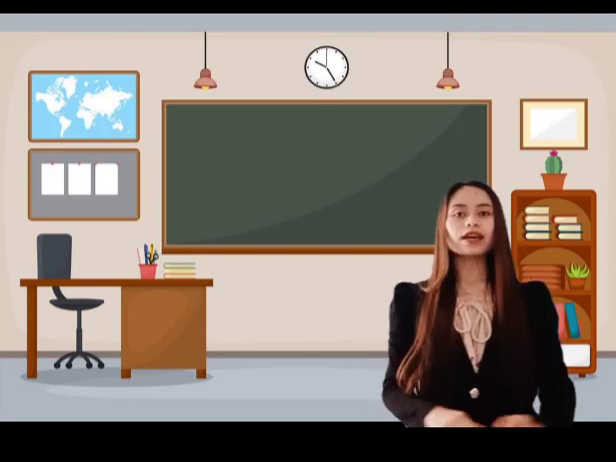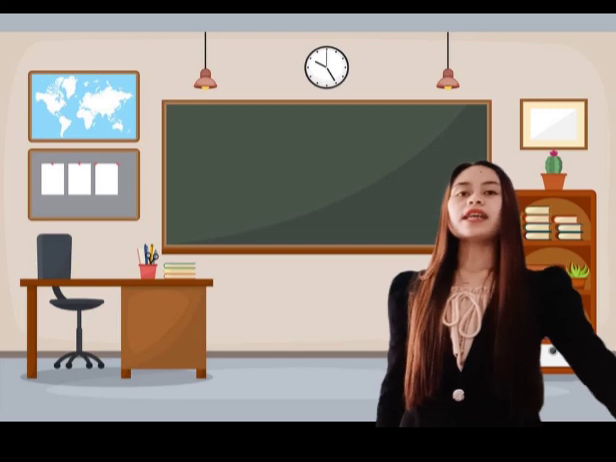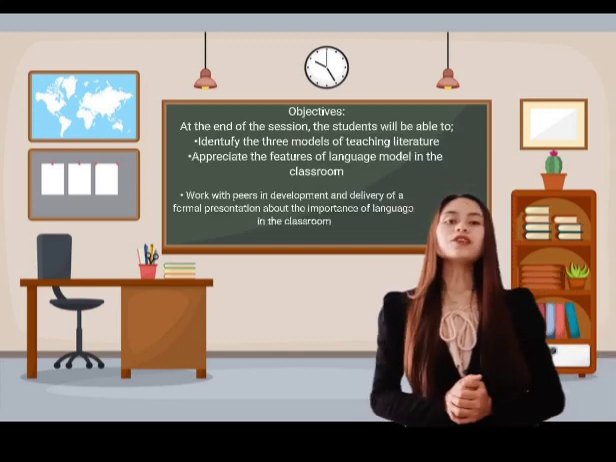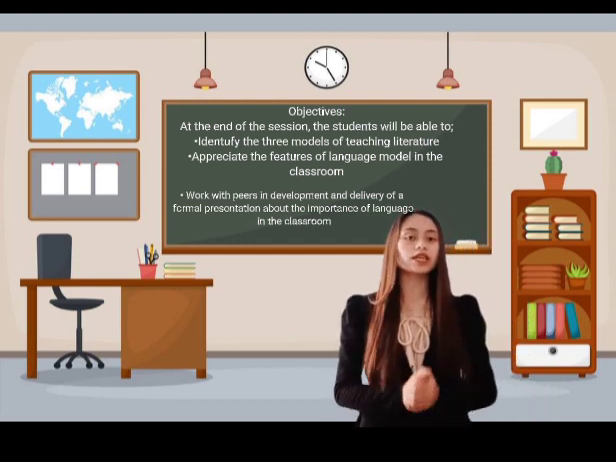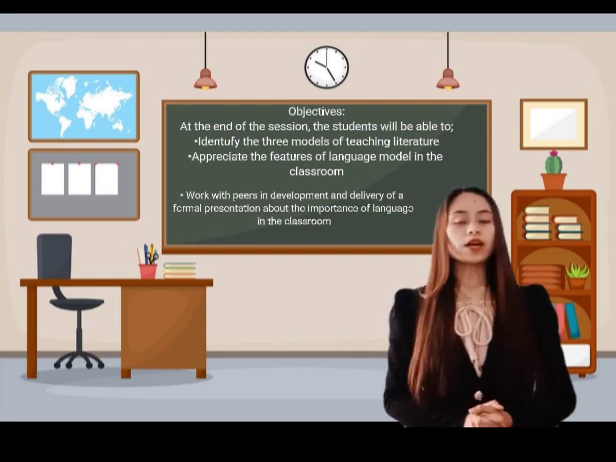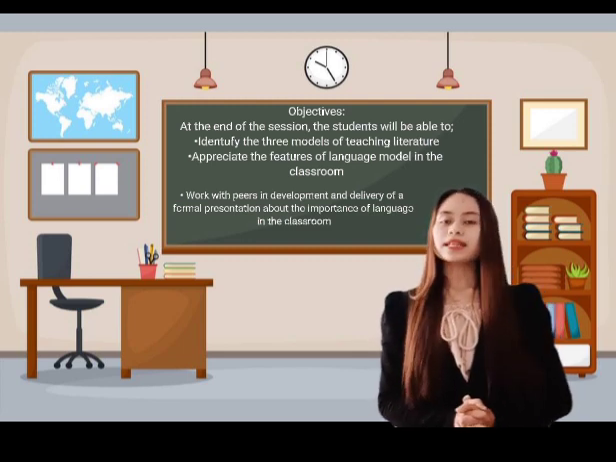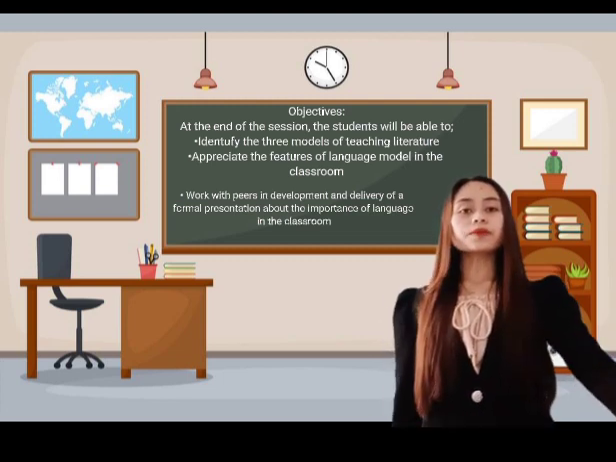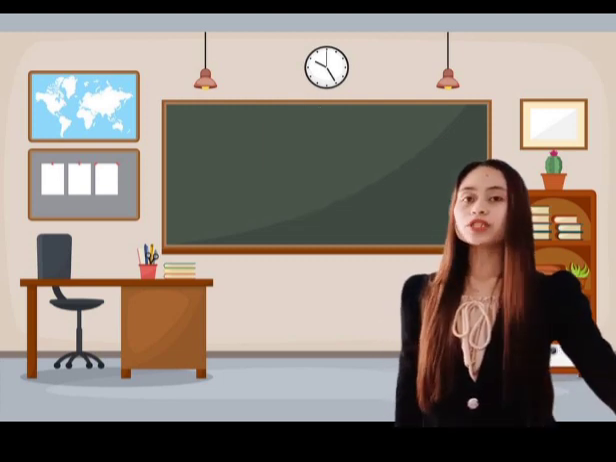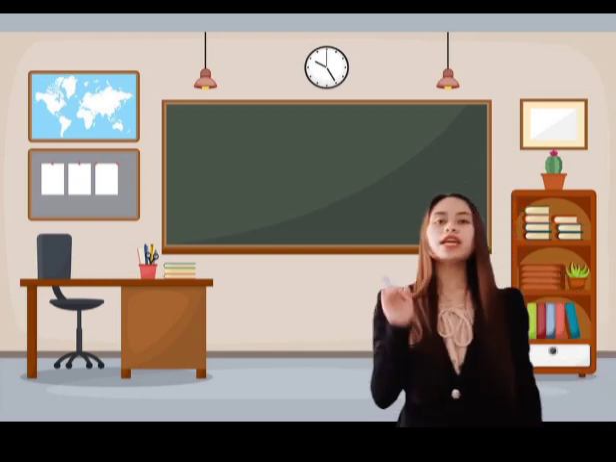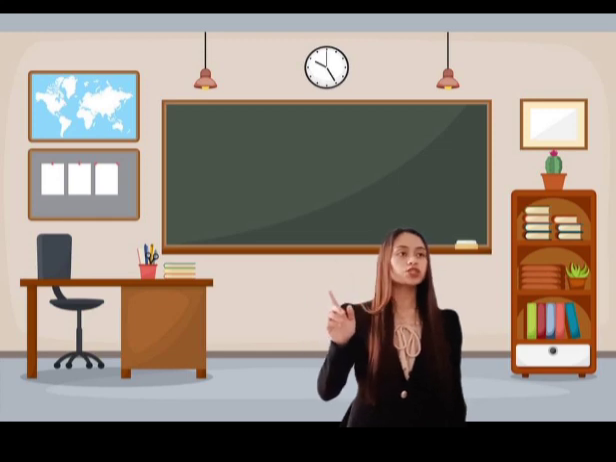Now, for today's discussion, before we start, I have here our objectives. At the end of the session, the students will be able to, first, identify the 3 models of teaching literature. Second, appreciate the features of the language model and the classroom. And lastly, work with peers in the development and delivery of a formal presentation about the importance of language in the classroom.